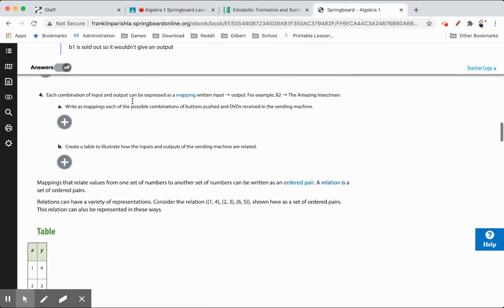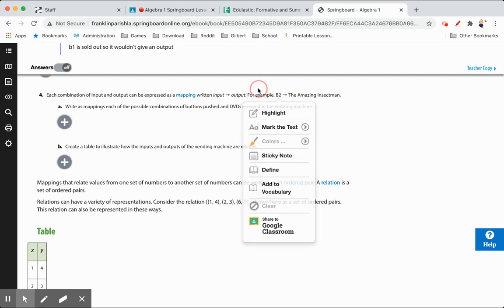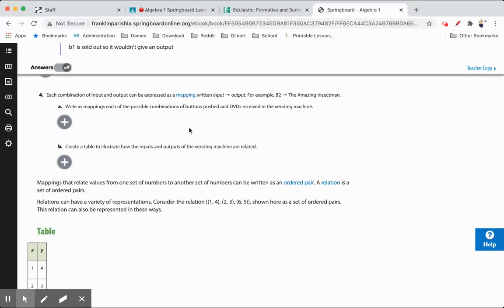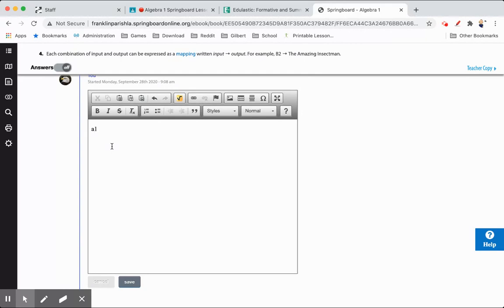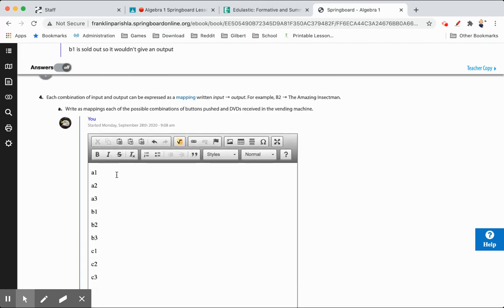Each combination of input and output can be expressed as a mapping, written input to output. For example, you say B2 gives you the Amazing Insect Man. That's mapping the input, what you press, to the output, what you get. Write as mappings each of the possible combinations of buttons pushed and DVDs received in the vending machine. For this one, you're going to need a mapping for A1, A2, A3, B1, B2, B3, C1, C2, C3.